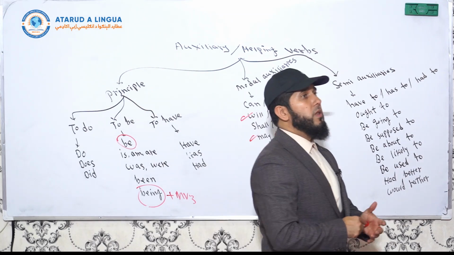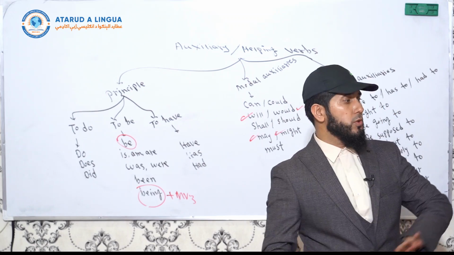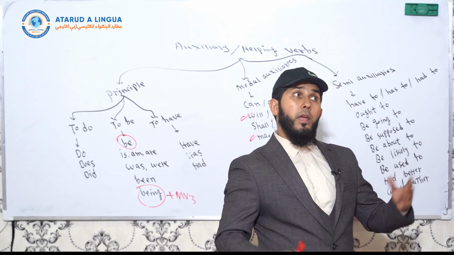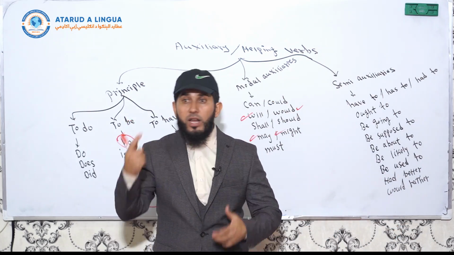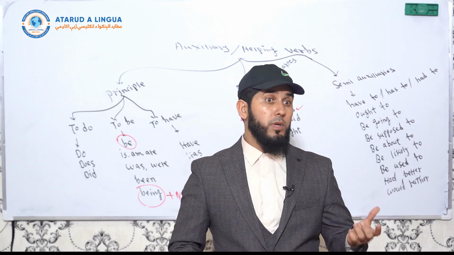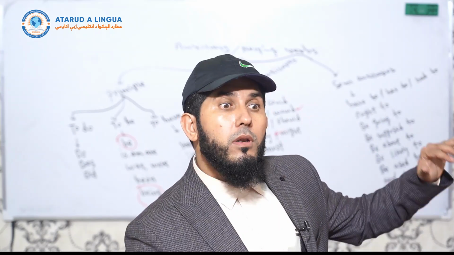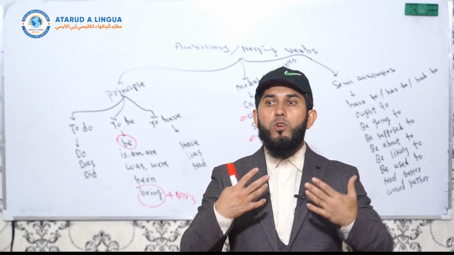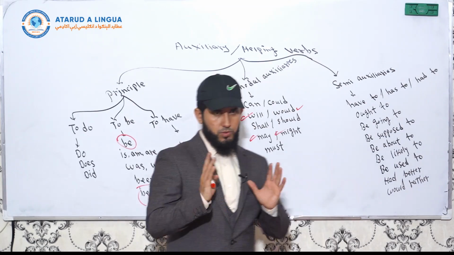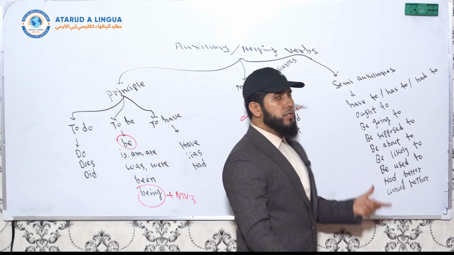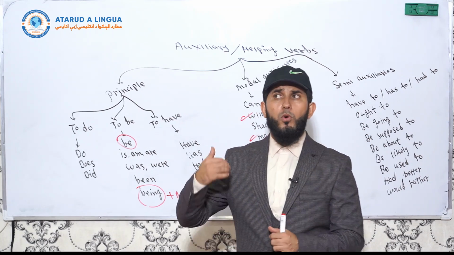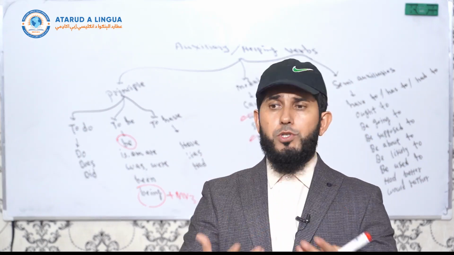Or for example, there's somebody who's responsible for closing the gate at a specific time, and now he has forgotten to do that. So I'm telling him, hey man, you ought to close the gate. So I'm trying to remind him of his responsibility. So, ought to. Be going to is also used to form sentences in future tenses.